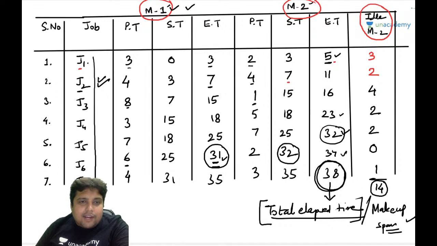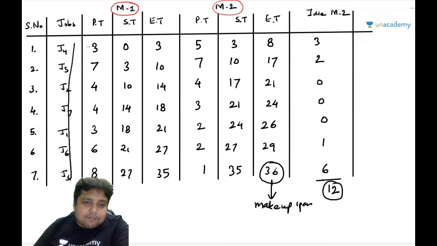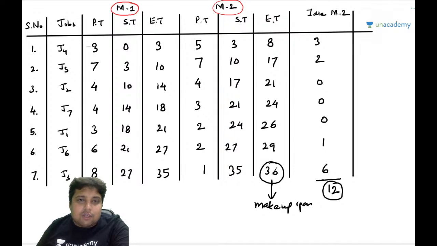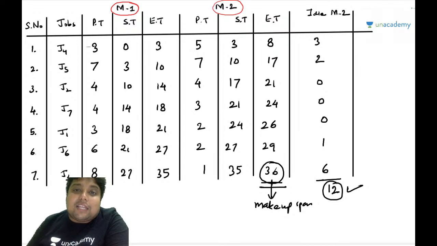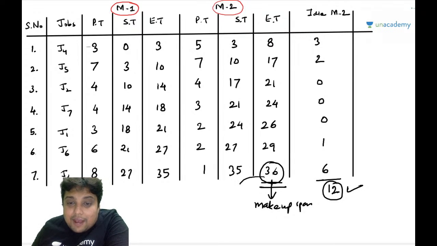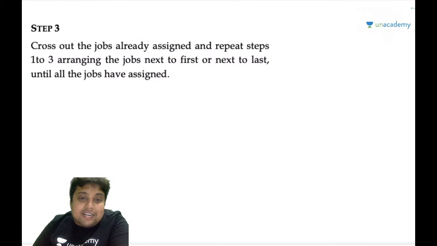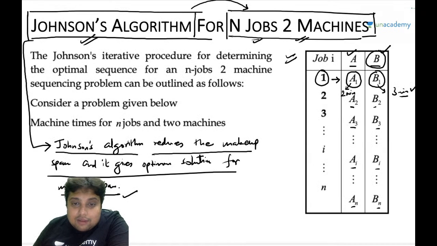What I did when I took a chronological sequence, that is a sequence which was not provided by Johnson's algorithm, at that time my makespan was 38 and the idle time on machine 2 was 14. But when we took the sequence provided by Johnson's algorithm, the makespan got reduced by 2 minutes and the idle time of machine 2 also got reduced by 2 minutes. So with the help of a sequence provided by Johnson's algorithm, we optimized the makespan. Just check out the sentence I wrote: Johnson's algorithm reduces the makespan and it gives the optimal solution for makespan.